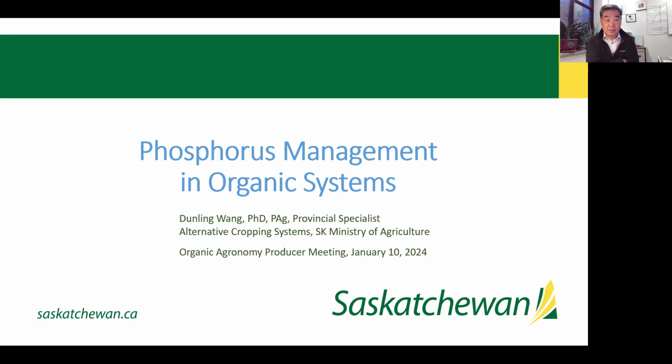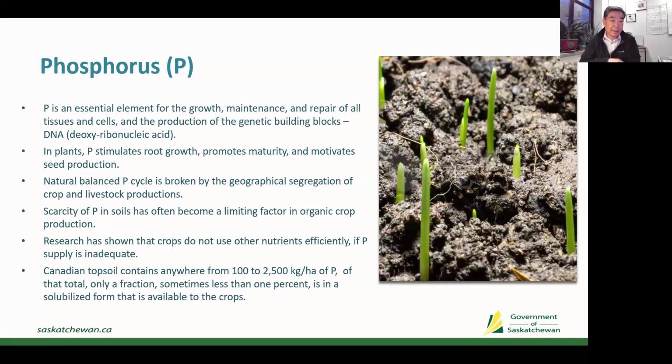Anyway, I gave a longer version of this presentation at the South Organic Field Day last August, and this is a shrunken format. Basically, we're talking about some of the management practices at the farm level that would be able to improve phosphorus availability or use efficiency. That's a start. There's not much new stuff over here.